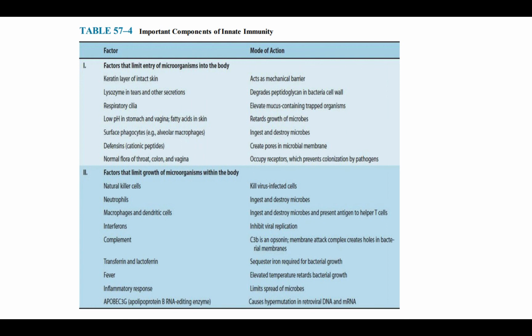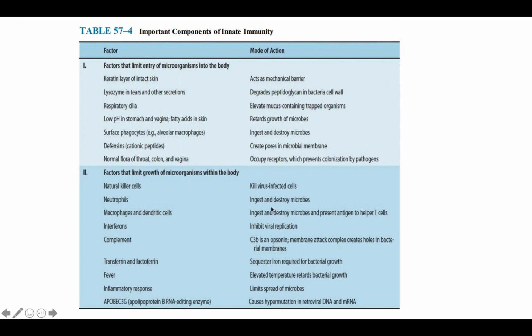Now, other parts of your innate immunity that can limit the growth of microorganisms within the body. This is not outside, not about preventing them from coming into the body, but within the body. NK cells are naturally competent cells that kill virus infected cells without having to refer to anyone. They have the license to kill right away, and we'll talk about it later, but without the need of being activated. Neutrophils, we said, are phagocytes, but they do not present antigens.